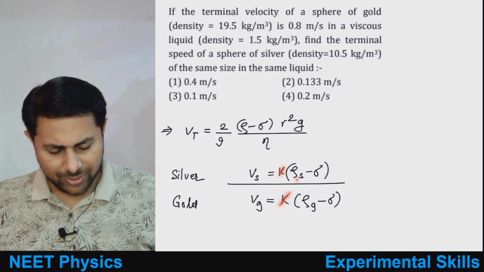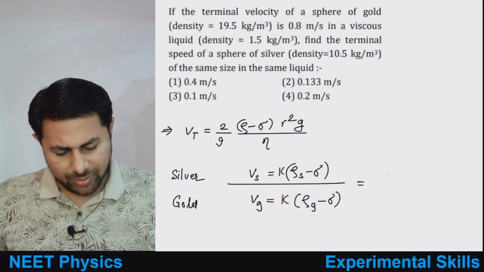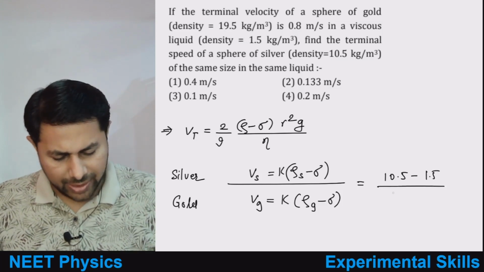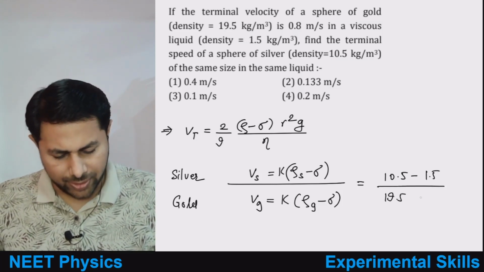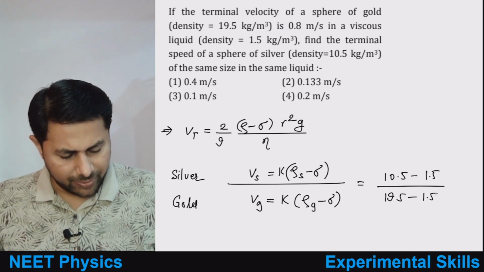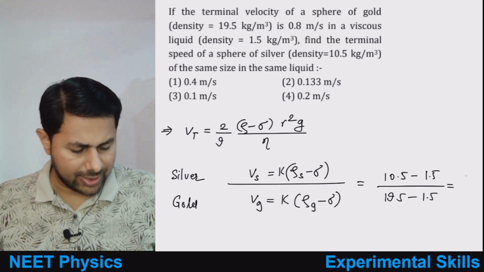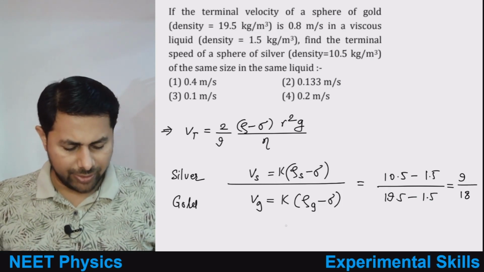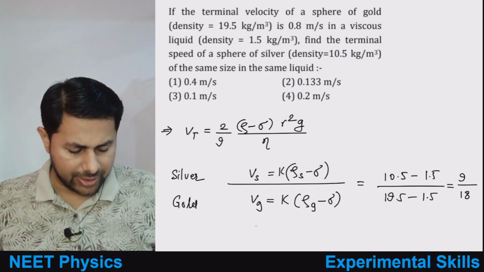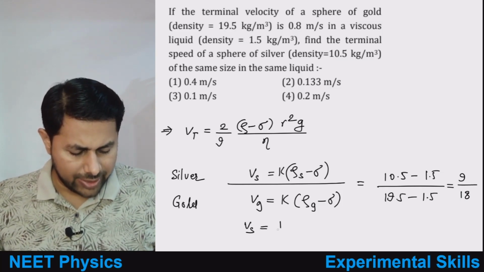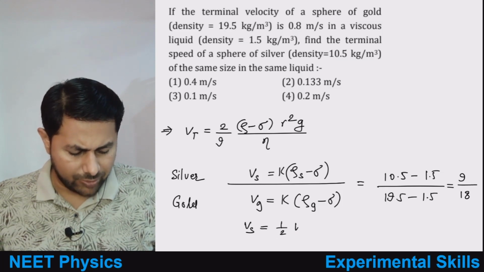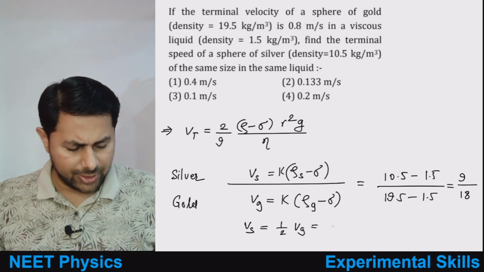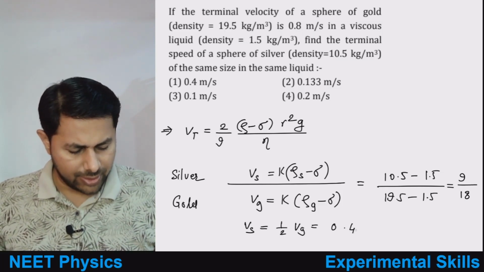Then just put the values. This is equal to density of silver 10.5 minus density of the liquid 1.5, divided by 19.5, density of gold, minus 1.5. 10.5 minus 1.5 is 9, divided by 18, that's 1 by 2. So velocity of silver by velocity of gold sphere is 1:2. Therefore the velocity of silver is half that of the gold sphere. That was 0.8, so this is 0.4 meters per second.